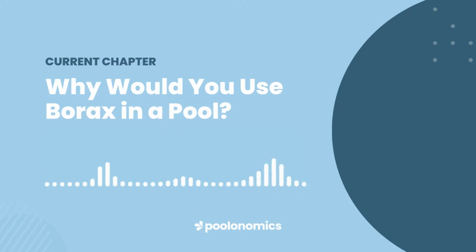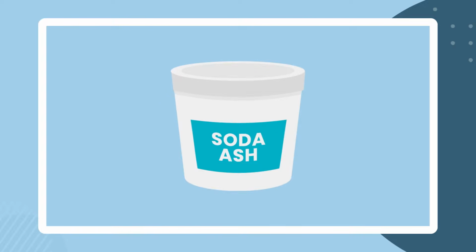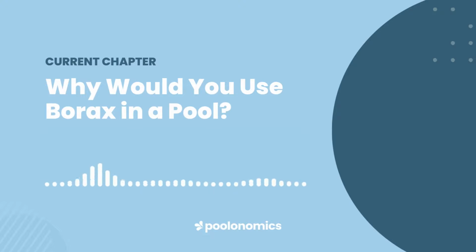But why would you use borax over any other pH increaser? Well, unlike other substances, borax will raise the pH of your pool water with minimal impact on your total alkalinity. For example, while sodium carbonate, or soda ash, significantly raises pH, it also raises the total alkalinity by almost as much. If your alkalinity is already in a good spot, raising it further will cause your pH to continue to rise until it's eventually too high.